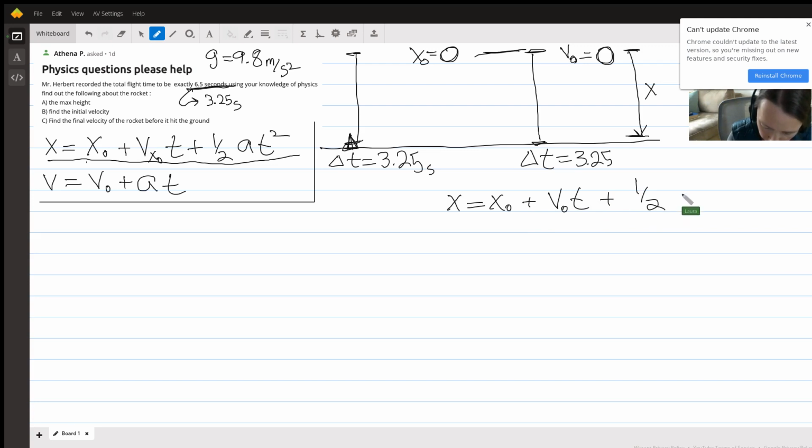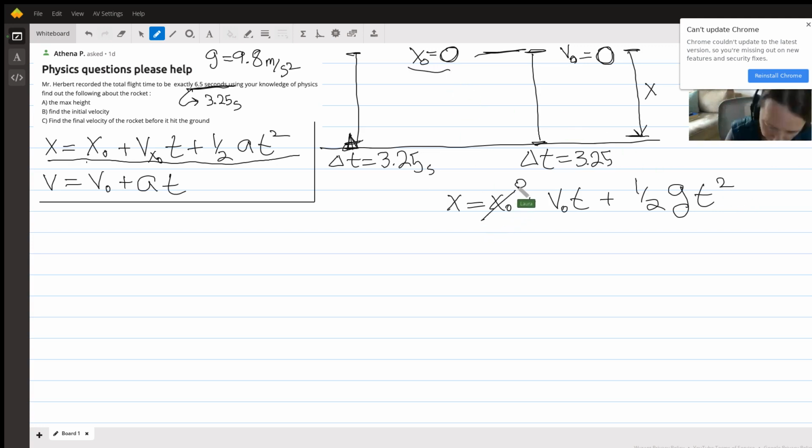And 1/2, our acceleration is gravity, so I'm going to put in a g instead of that a, times time squared. And now, remember, by looking at this in a particular way, we were able to make a bunch of things be 0. So x naught, we said that was going to be 0.